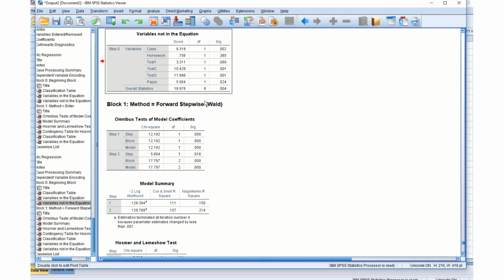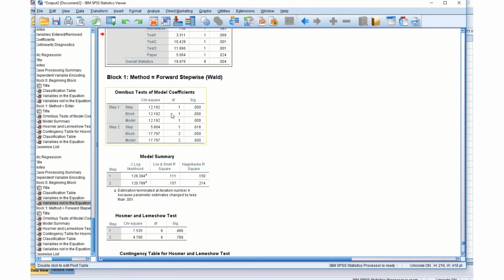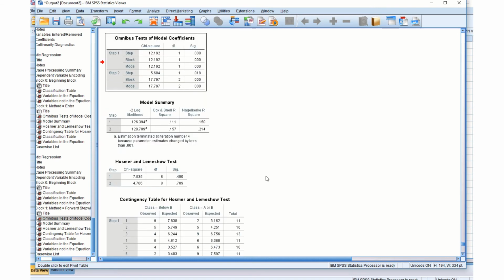Now, when we did the stepwise, the forward Wald, and the Wald is the test that allows the variables to move forward, we have 2 steps. This Omnibus Test, again, is significant, which we knew it would be. But what it does is it helps us understand how well the overall fit is. Down here, corresponding to the Omnibus, the Hosmer-Lemeshow test, again, 0.789, that corresponds with the significance level.